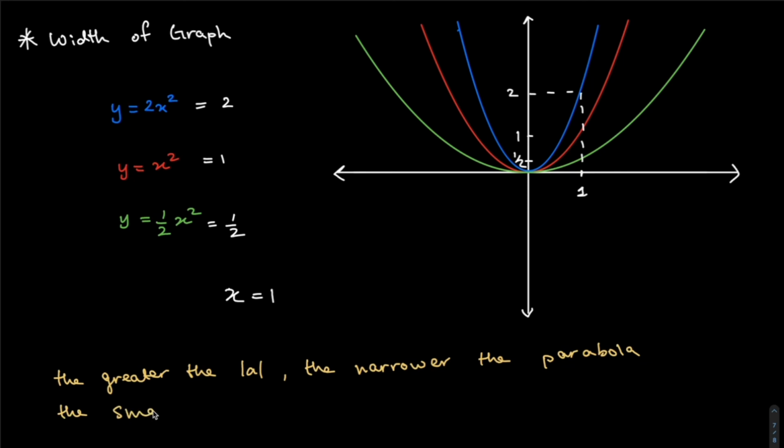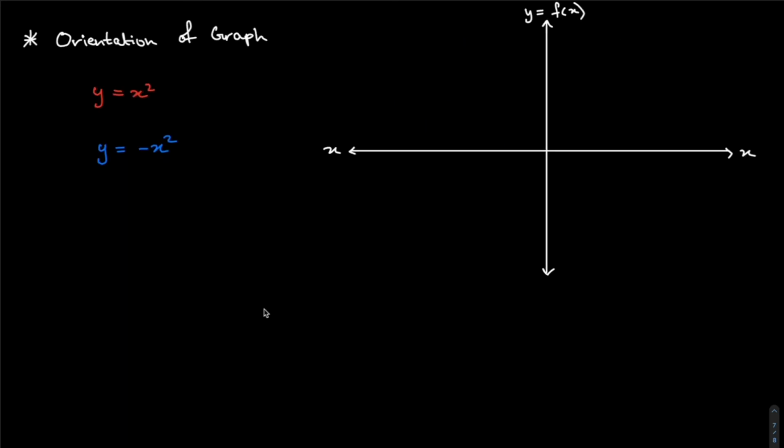Right? The smaller the modulus of a, the wider the parabola. That's all there is. That's all it is. All right, let's look at the orientation of the graph.